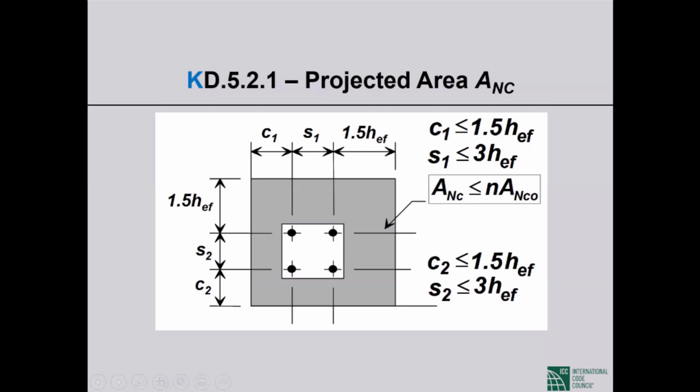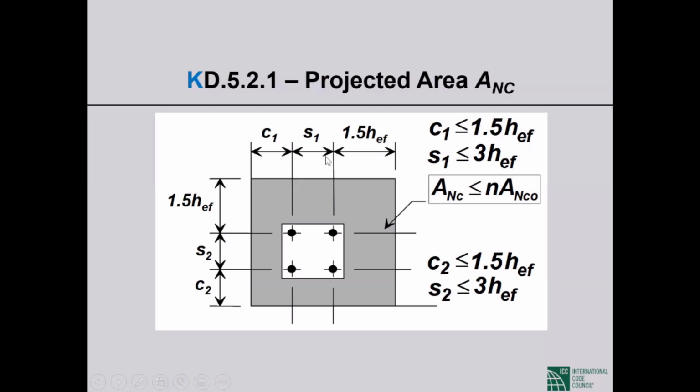Okay, so this is an example. We have a group of 4 anchors. Edge distance this way is C sub 1. Edge distance the other way is, we have a large edge distance, but we cannot go any more than 1.5 times the embedment depth. Okay, so that's the idea. A 135 degree failure cone means that this distance is 1.5 times embedment depth. If we have an edge distance shorter than 1.5 embedment depth, we have to go with the shorter edge distance.